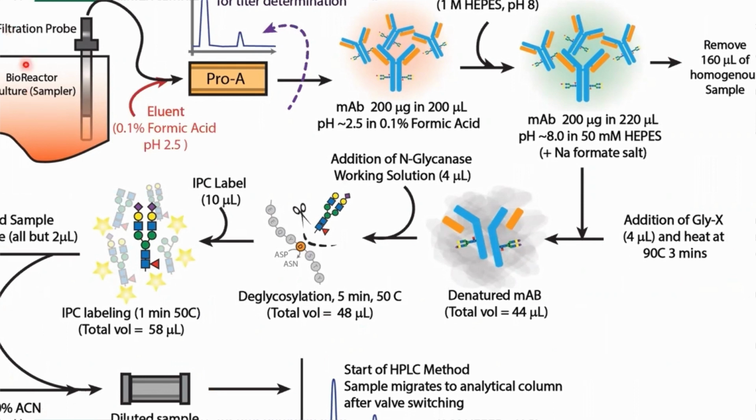So your sample is coming off again from the bioreactor with this filtration probe going onto protein A. We're determining the titer with that UV. And then we're left with antibody, about 200 micrograms in 200 microliters, again about 0.1 gram per liter. We're neutralizing it from that harsh, low pH back to about pH 8 in a HEPES solution. When we bring that up, it brings it to about 50 millimolar HEPES. From that sample, we take only a portion of it.